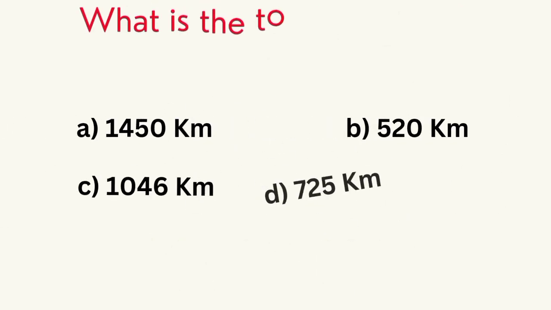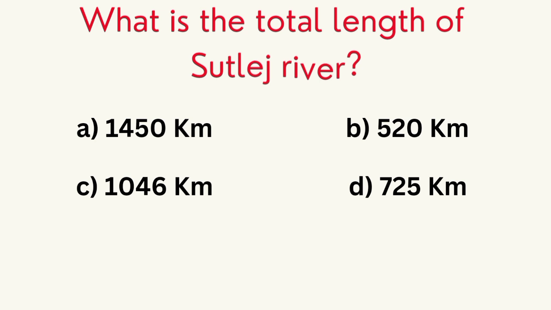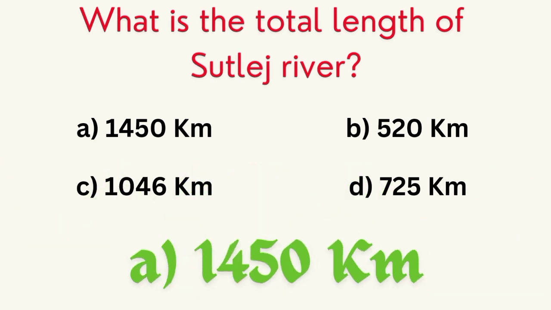What is the total length of Sutlej River? A. 1450 kilometers. B. 520 kilometers. C. 1046 kilometers. D. 725 kilometers. Answer, A. 1450 kilometers in Punjab.